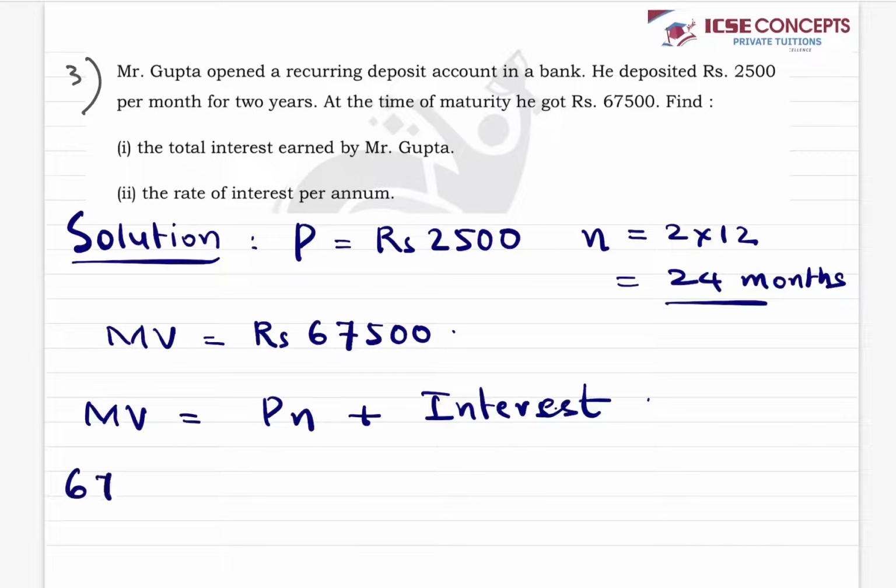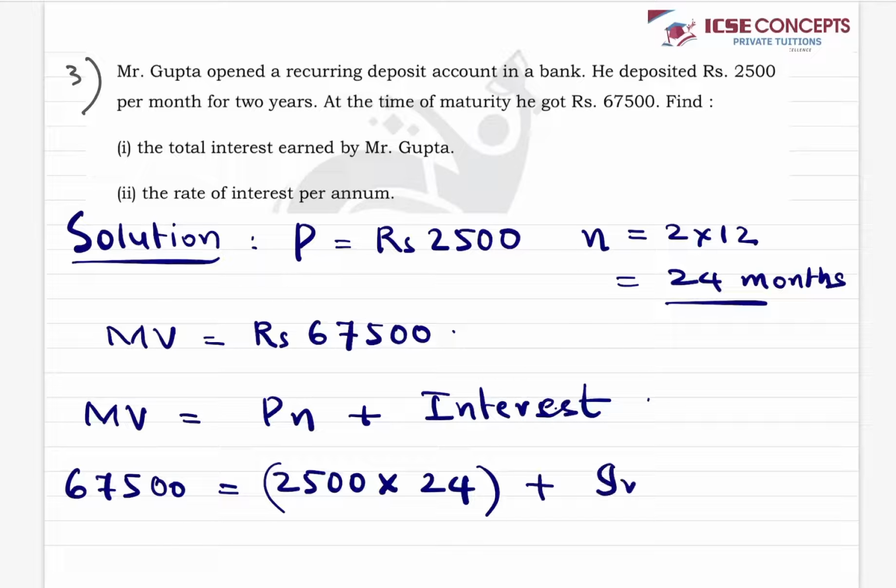So 67,500 is equal to 2,500 into 24. This is the amount invested, plus the remaining amount is the interest. Clear? So when you multiply 24 into 2,500, you get 60,000 here. So you get 67,500 is equal to 60,000 plus the interest value.